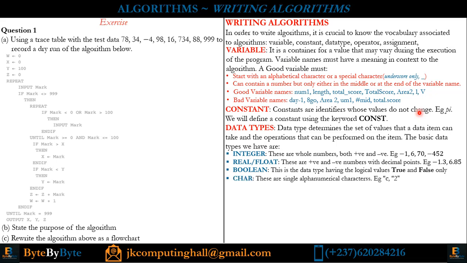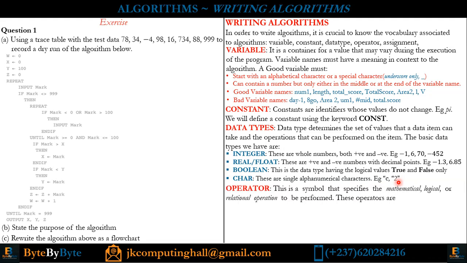The next one, char. These are single alphanumerical characters, e.g. C, 2. Remember that 2 with quotes is different from 2 without quotes. 2 without quotes is an integer and addition, subtraction can be performed. But 2 with quotes is a character on which addition, mathematical operations cannot be performed. Those are the four basic data types that we are going to go across.